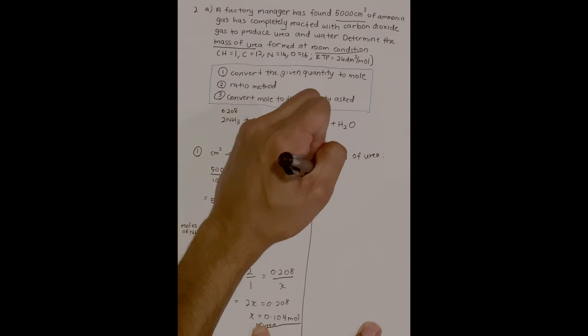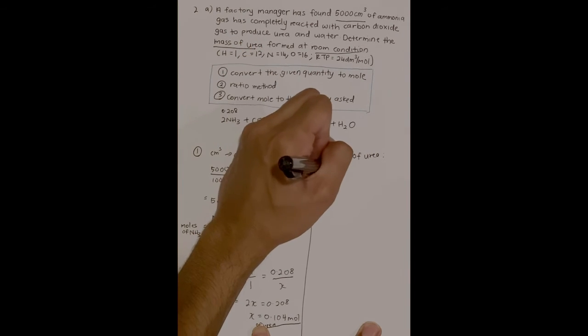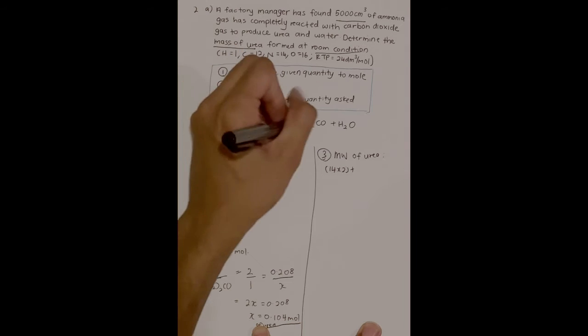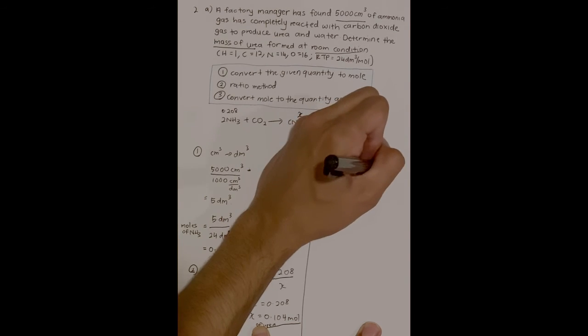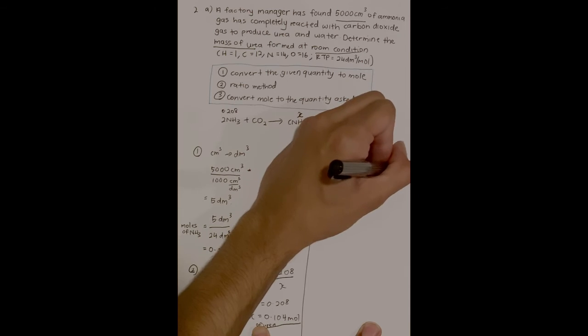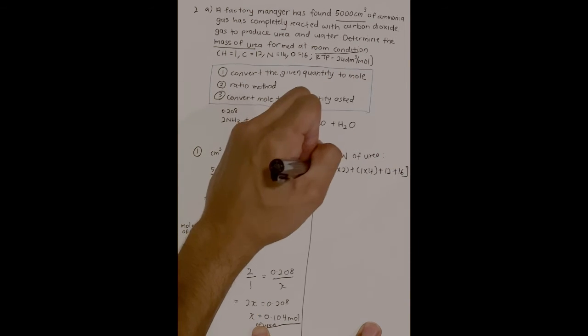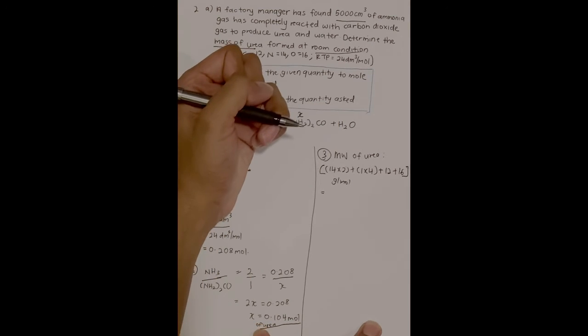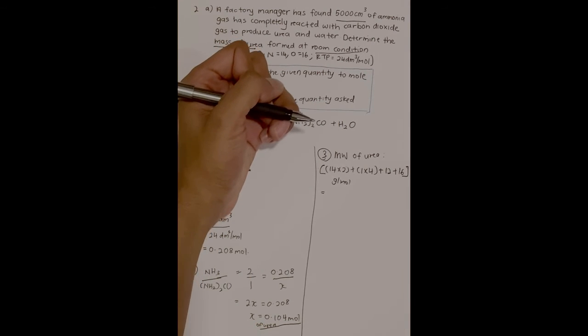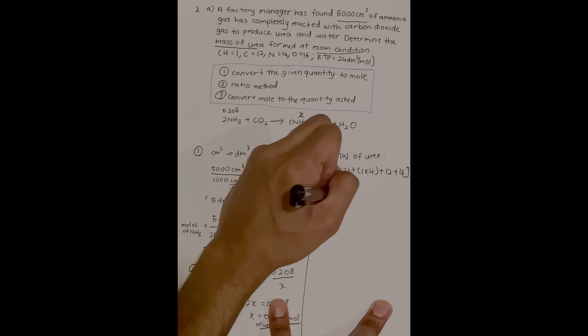So the molecular weight of urea. Urea has 2 nitrogen, 14 times 2. Hydrogen, you have 4. Carbon plus oxygen. So the answer is going to be 60 gram per mole.